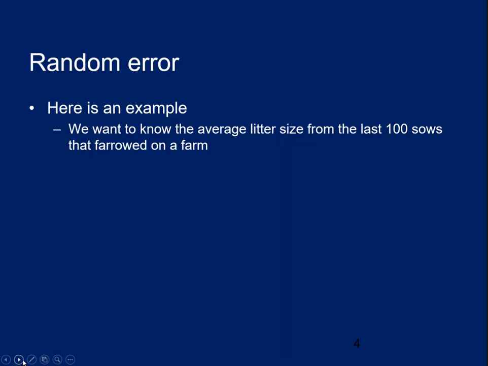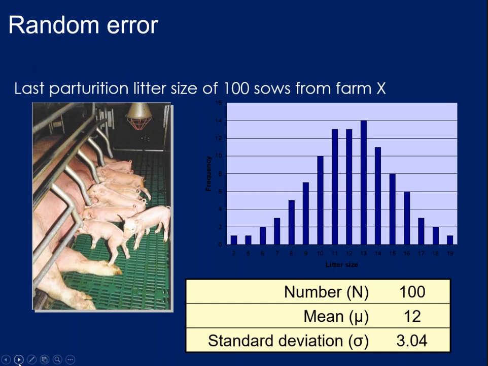So let's unpack this concept of random error a little bit more, and let's consider a scenario in which you want to know the average litter size from the last 100 sows that farrowed on a farm. This information is presented here in a histogram, and you can see that the peak of the histogram is around 11 to 13 piglets in the litter, and it's reflected here in the mean being 12, and the standard deviation, which is just a measure of spread, is 3.04. So it's basically saying 12 plus or minus about 3.04.